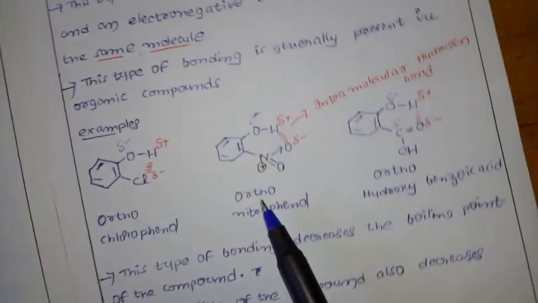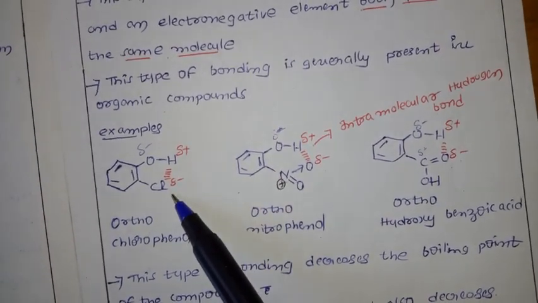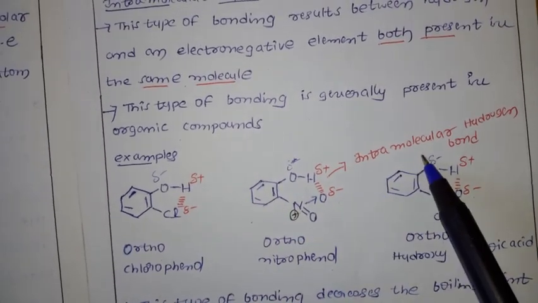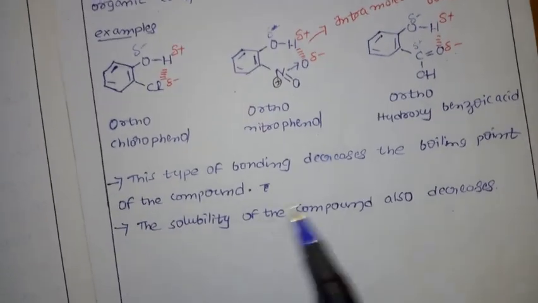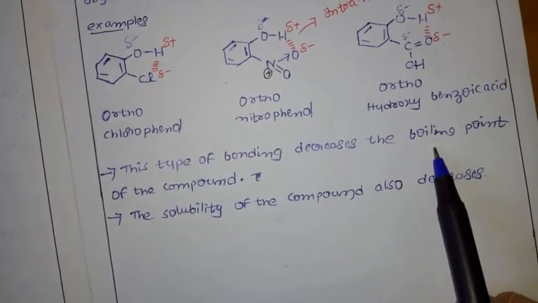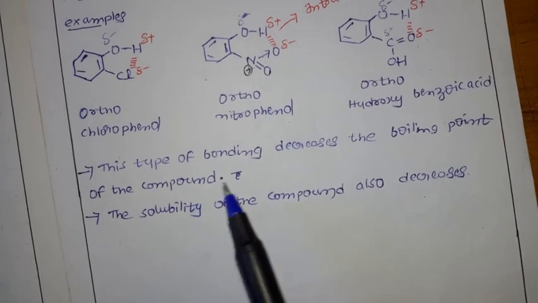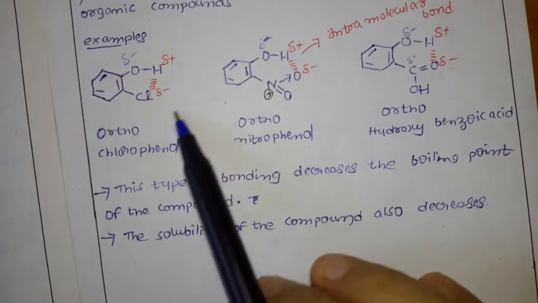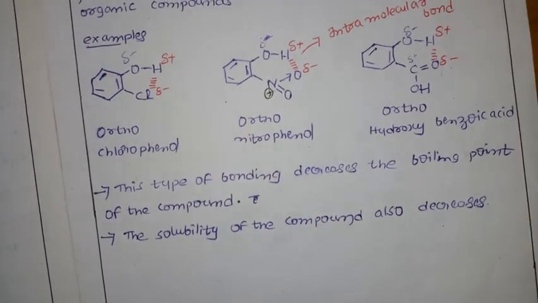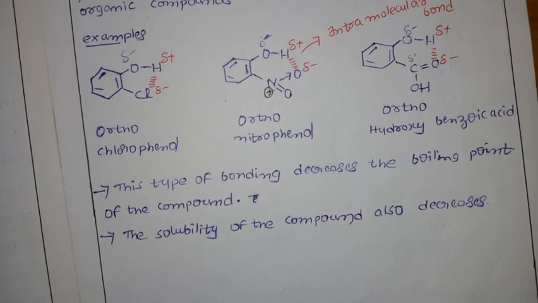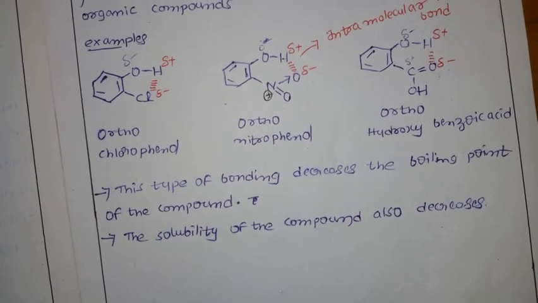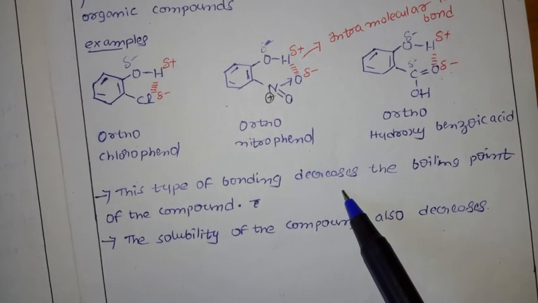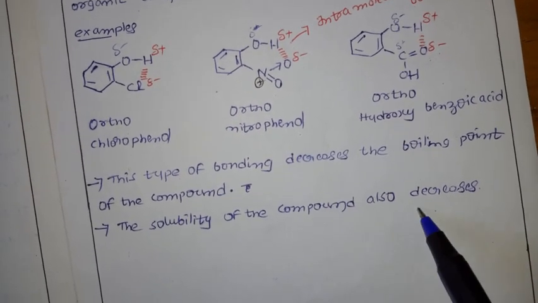Now if you go for intra, hydrogen and the highly electronegative element are present in the same group. This is called what? Intramolecular hydrogen bond. This type of bonding decreases the boiling point of the compound. Why? Because here association is not there; we have only single molecules. But in case of inter, there is association, and once association is there, there is an increase in boiling point. Here there is a decrease of boiling point. Next, the solubility of the compound also decreases.